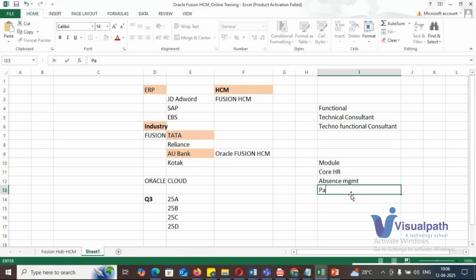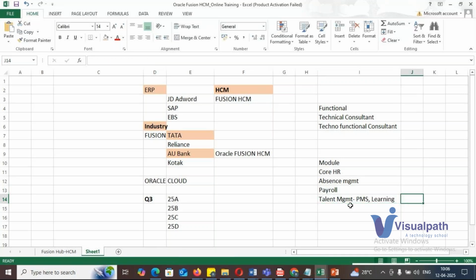Then the third one is payroll. Payroll is for those with a background in salary calculation and managing salaries: how employee salary is distributed, how they can maintain their data in the system, and developing the reports. Then comes talent management and PMS, and learning.